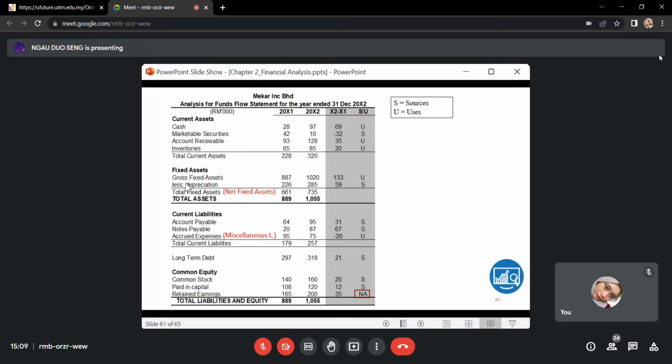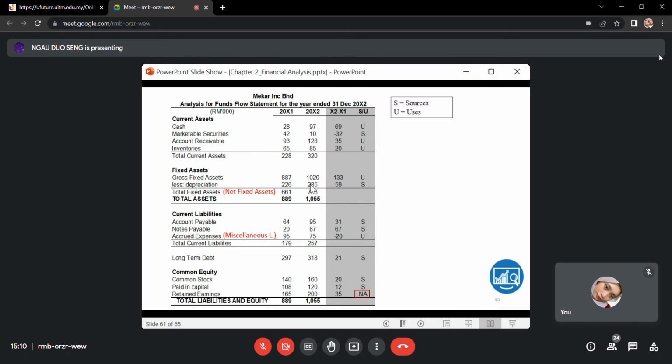Next, we go to fixed asset. Gross fixed asset, we have 1,020 minus 887. 133 is a positive answer, meaning increase. Gross fixed asset increased by 133, then this one is uses. Then less depreciation, 226, increases to 285. Right, so increase of about 59. Right, this one although it is positive, it is a source, depreciation. Because depreciation is added back. Because it will not decrease for this one.